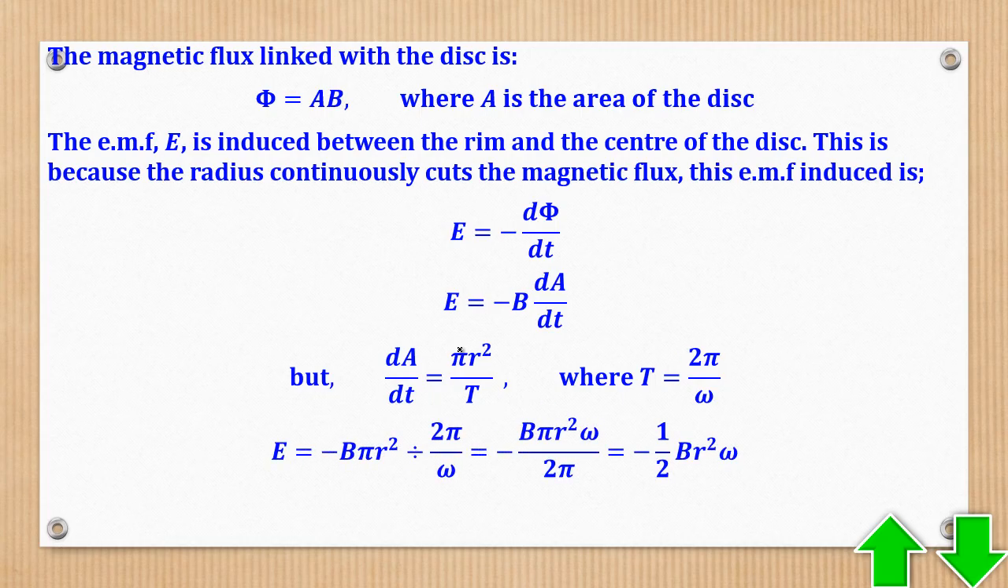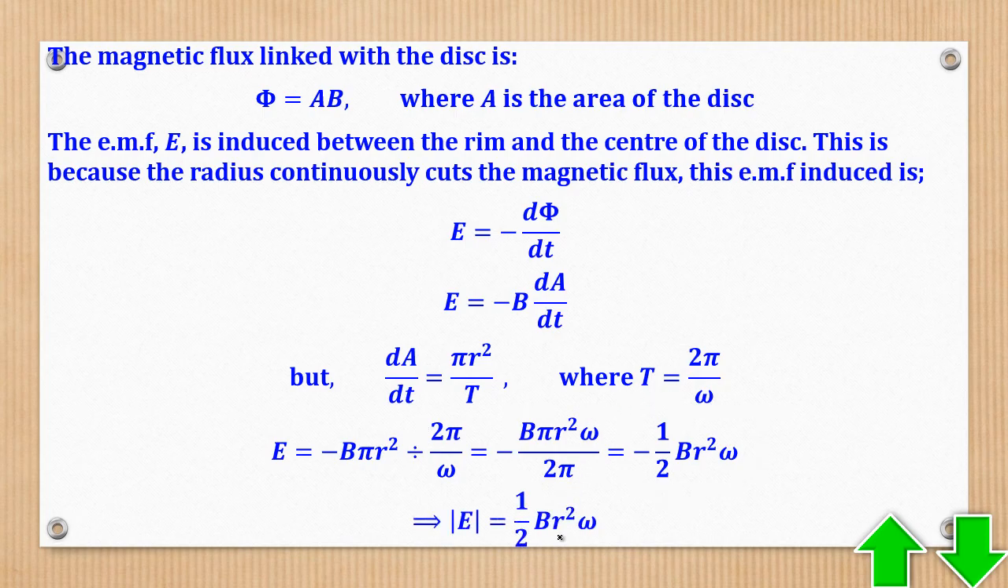So come and substitute. Here we have negative B, we have the area, and the ADT is this one. So substitute 2 pi r squared, where pi r squared is here, divide by capital T, which is pi over omega, which is here. So simplify. When I put a multiplication sign, I get the reciprocal. So with the reciprocal, I'll come up with this expression. Then pi will cancel, and I'll come up with negative a half B r squared omega.